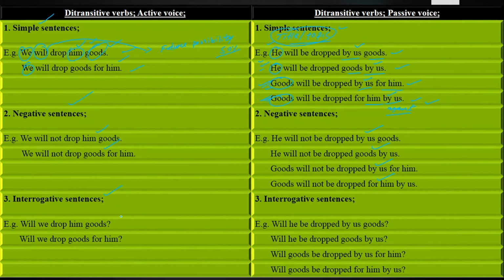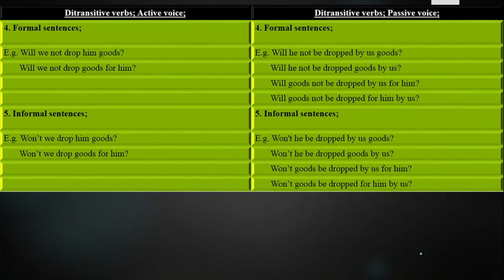Will we drop him goods? Will we drop goods for him? Will he be dropped by us goods? Will he be dropped goods by us? Will goods be dropped by us for him? And will goods be dropped for him by us? Next we have formal sentences. Those sentences in which we ask questions and deny the statement in a formal and polite way are called formal sentences.